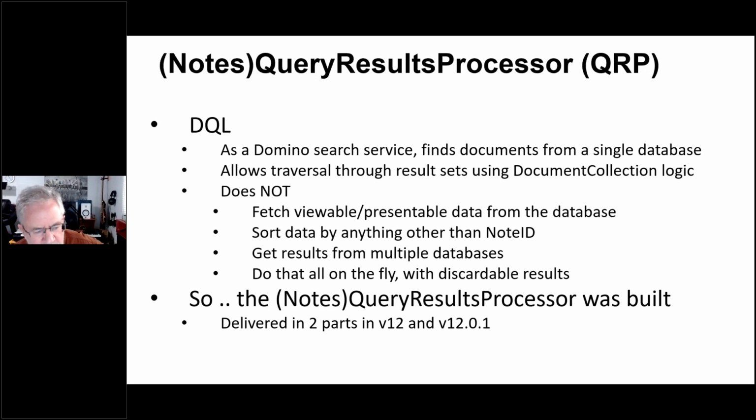That was the requirement set that we took when we started talking about building the Query Results Processor. It was built in 2 parts. We built it for version 12 and 12.0.1. In 12, we delivered an execute-to-JSON approach, which produces JSON in a sortable, aggregated way. And in 12.0.1, people who use 12 said, I really want to have a more pageable, searchable set to traverse.